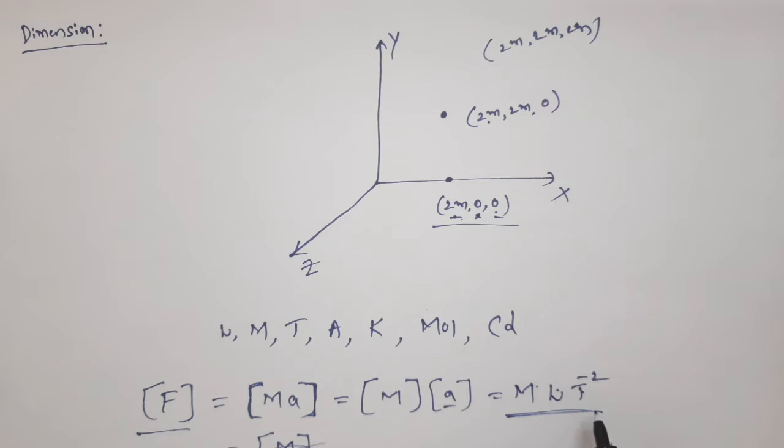And here you can also write like this. We are writing LMT. Of course, you can also write A power 0, K power 0, mole power 0, and candela power 0. You can write like this. But in general, most of the physical quantities are expressed only in terms of MLT. That's why we write only MLT, not all these physical quantities. But if you want to write like this, you can also write like this. It is also correct.